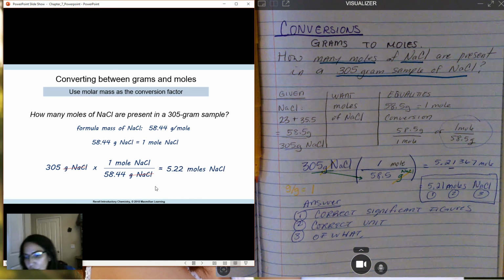And they must have rounded differently than I did. So I rounded on this one based on my periodic table. Their periodic table is a little bit different. We still got 5.2, 5.2.